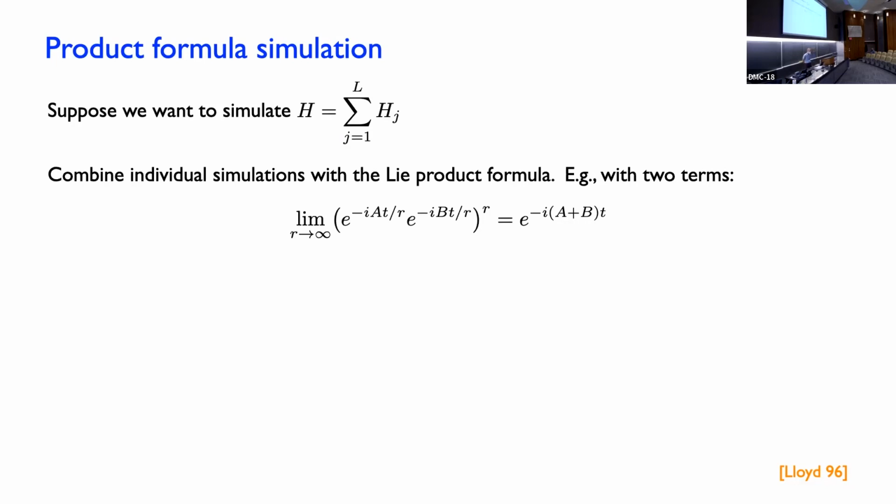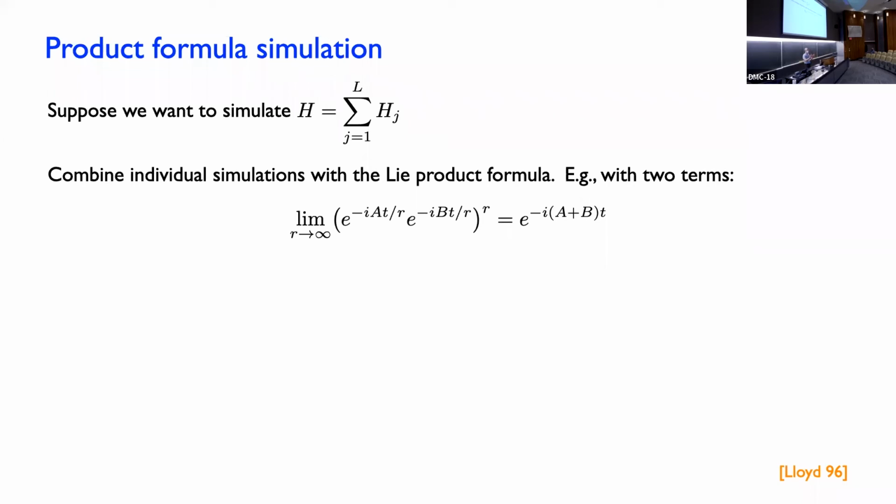Okay, so the high-level idea here is that we can combine the individual simulations using this thing called the Lie product formula. For the two-term case, what the Lie product formula says is that if you evolve for a little bit of time with A, and then a little bit of time with B, and you go back and forth, then in the limit that you're going back and forth arbitrarily fast, it's like having both of the two terms on at the same time.